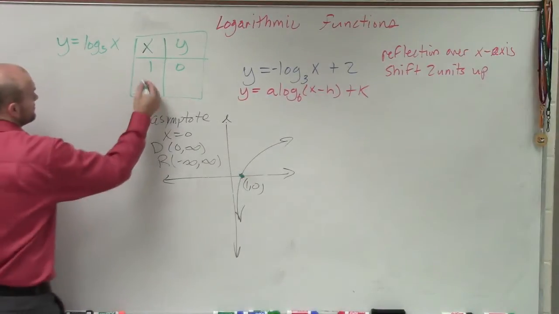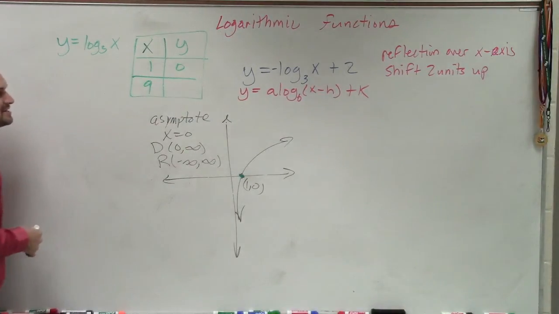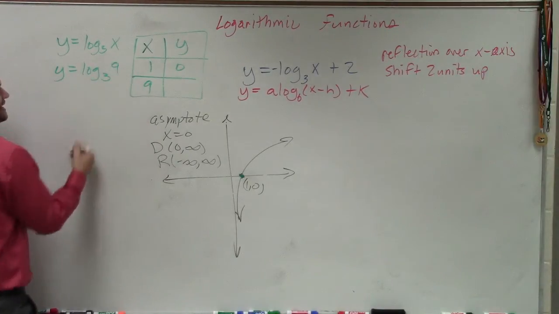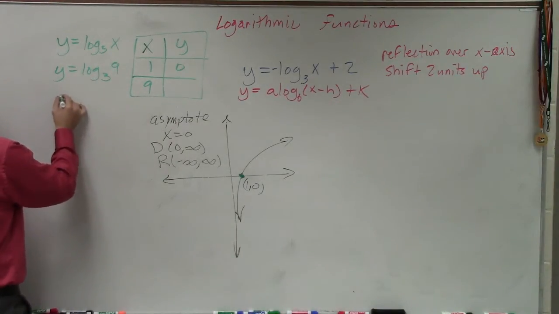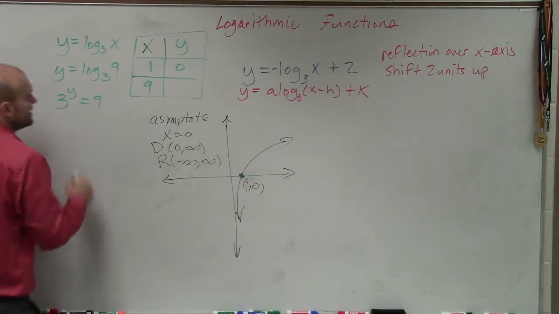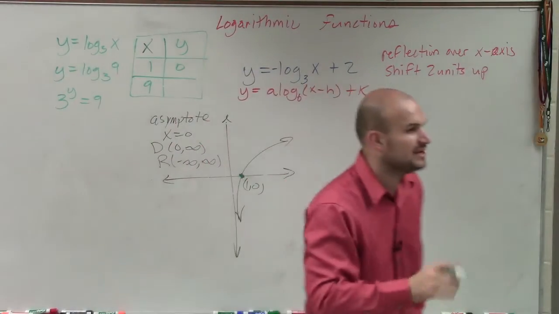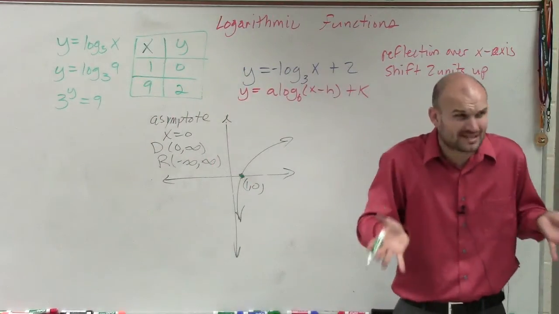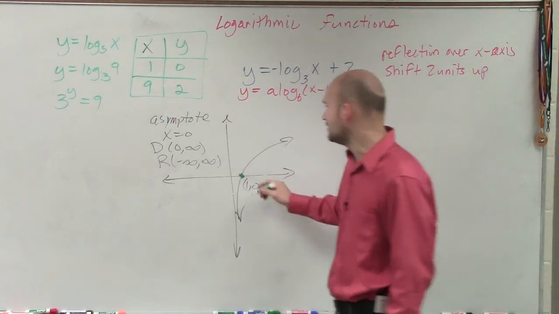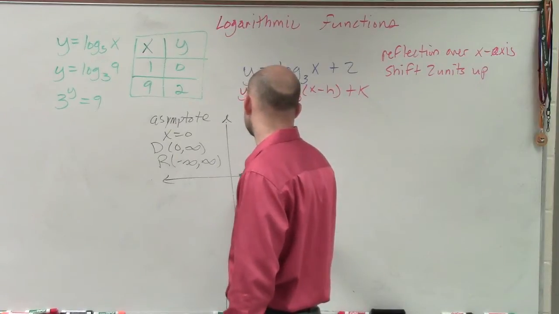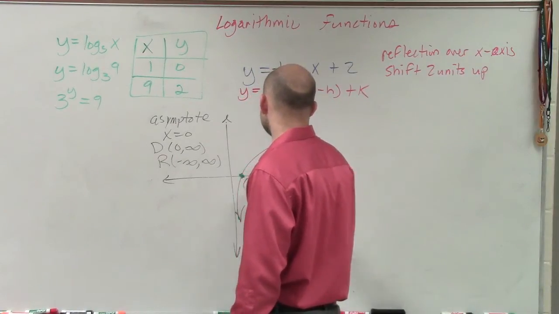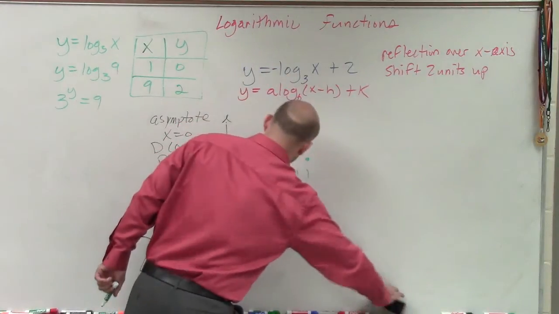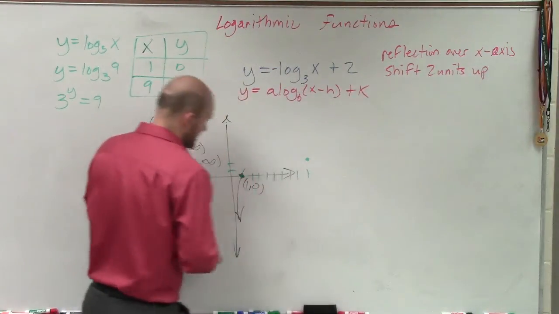So therefore, if I wanted to find another point, I can pick any points I want. I would probably pick 9. And the reason being is because if I say y equals log base 3 of 9, rewrite that in exponential form, that's 3 to the y equals 9. So therefore, we know that y has to be 2. So if you want to actually graph what exactly this line looks like, if that's point 1, I also have a point at 9, 2. This graph actually curves much sharper than my little sketch.